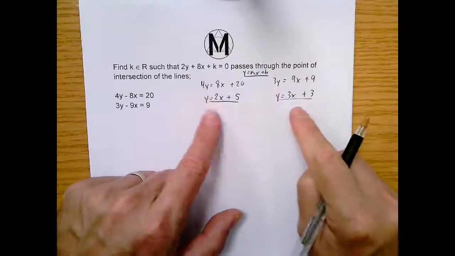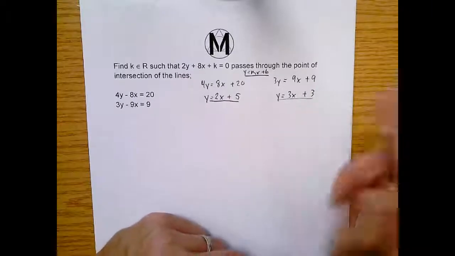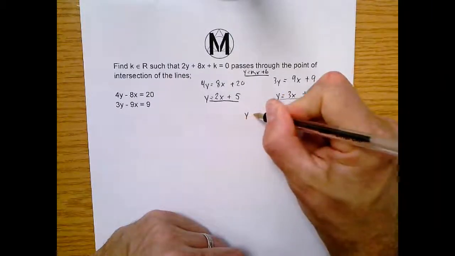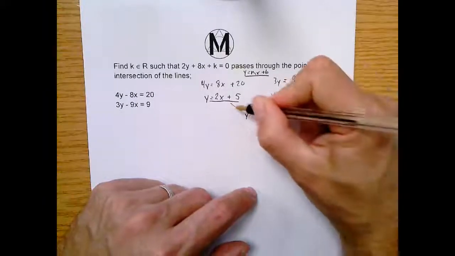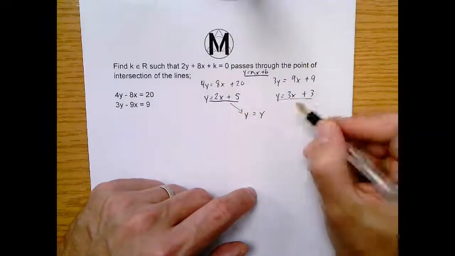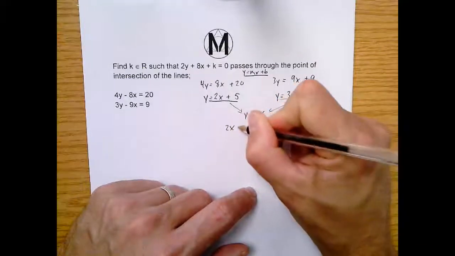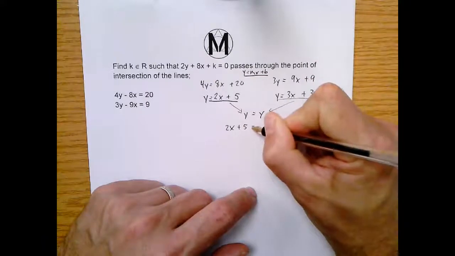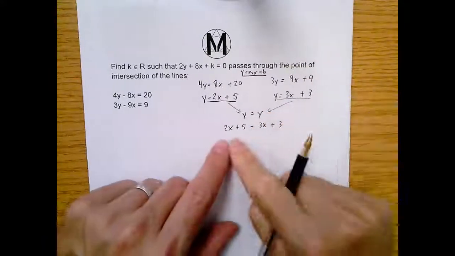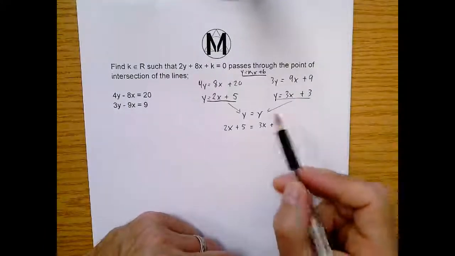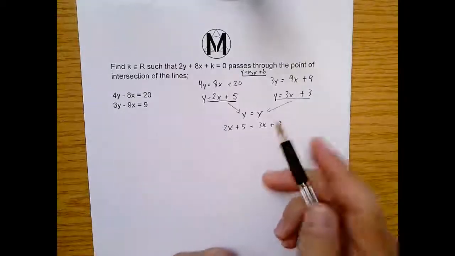Okay, so remember, when these things cross, they are the same. So if they're the same, that's like saying, well, y is y. And now you could just substitute in. Instead of this y, I say 2x plus 5. Instead of this y, I say 3x plus 3. 2x plus 5 is 3x plus 3. There you go. This is good because now there's only one variable. We can just do some linear algebra.